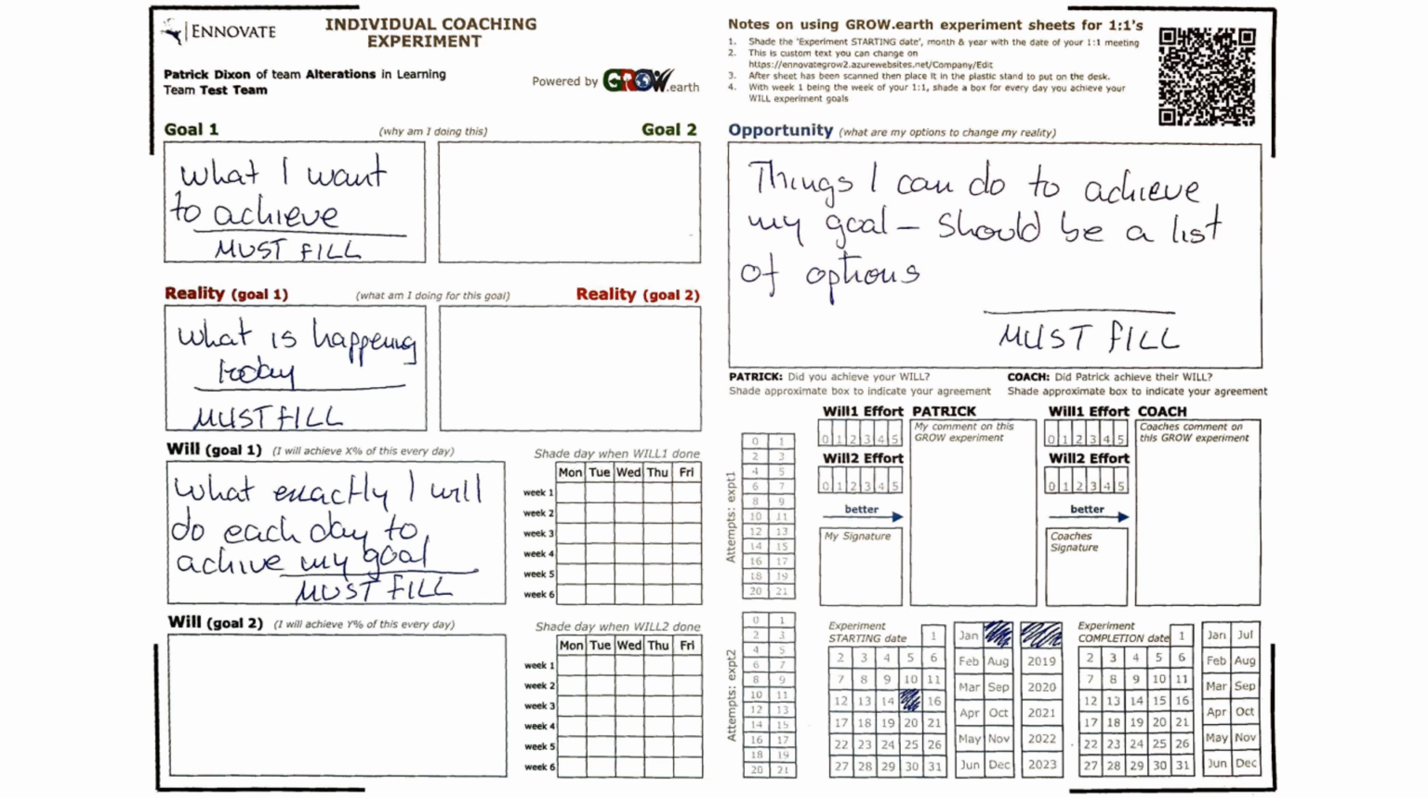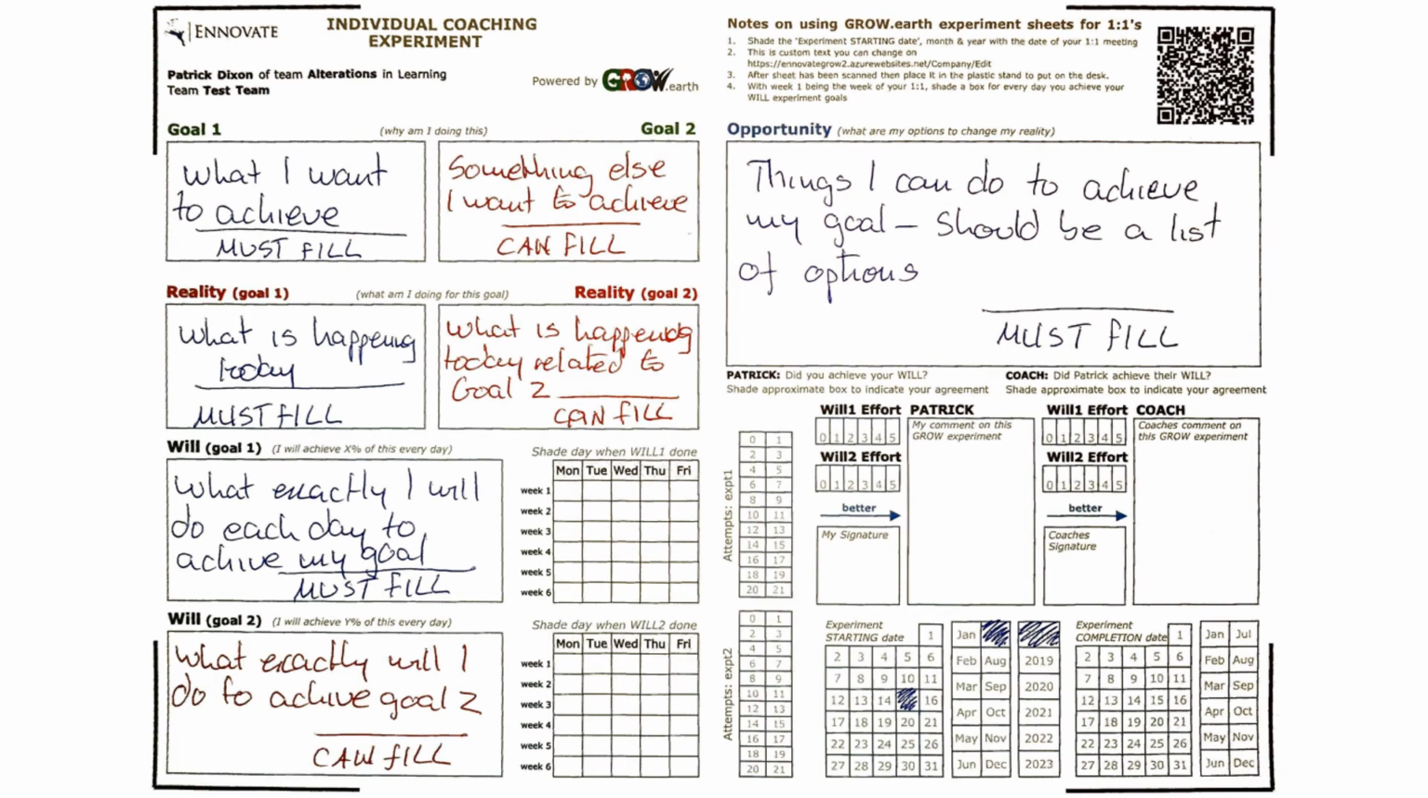However, Patrick and his coach have decided that they want to set up a second goal. So in this case, what you can see is they filled in an additional goal, an additional reality, and an additional will. If when you're setting up your experiment, you decide you do want to have a second goal, you must fill in all of the additional boxes. So your experiment will be rejected if you fill in, for example, a reality for goal 2 and a will for goal 2, but you do not fill in a goal 2 box. So you either must fill in all the additional boxes for a goal 2 or none of them.